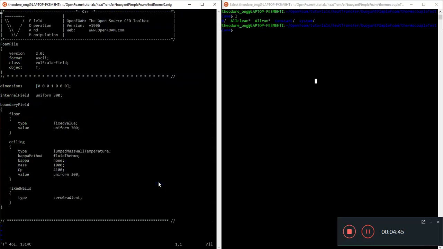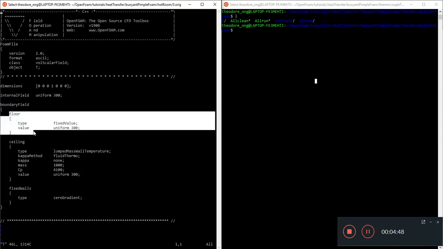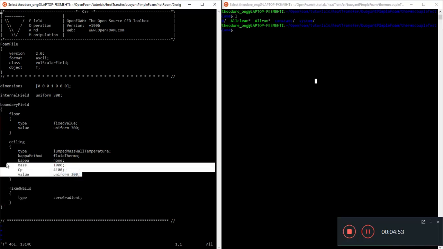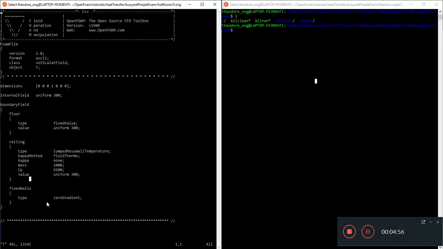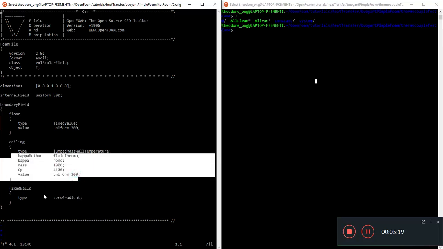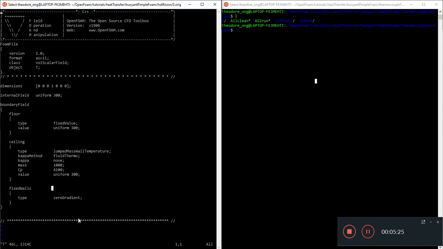So let's take a look at the temperature boundary conditions. Floor is this, fixed value of 300, fixed walls is adiabatic. The only thing is this one looks way more interesting. Okay, so lumped mass wall temperature. The kappa method is fluidThermo, kappa is none. The mass is 1000, the Cp heat capacity is 4100. So what does this mean? To me, on first look, it looks like it's talking about, hey, maybe this ceiling has some varying temperature, right? Why is the temperature varying?